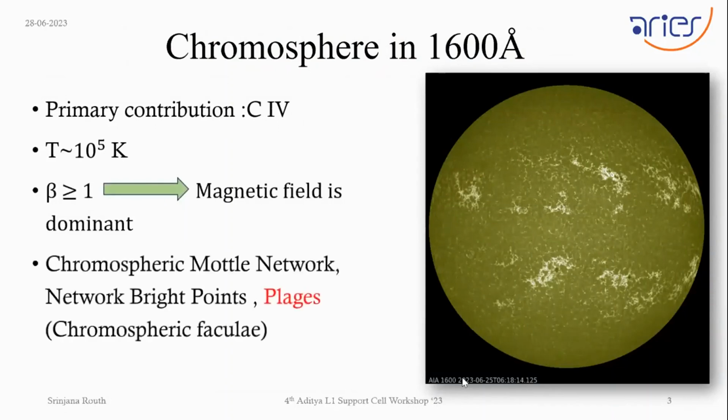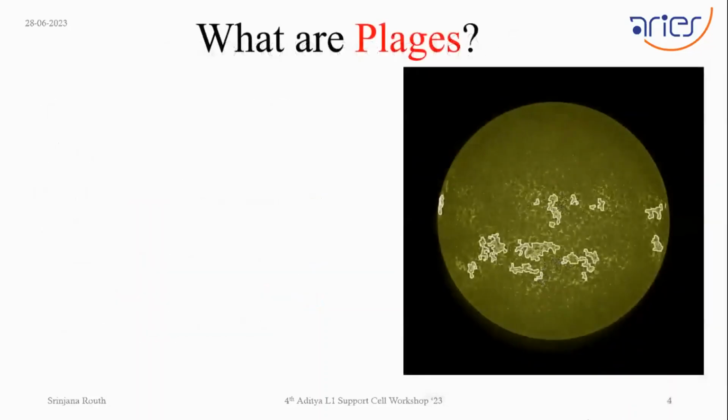So on the right-hand side of the image, you can see that there are several things happening over here. So you see that there are some bright features over here. These are the part of the chromospheric network and are also called the network bright points. Now the congregation of these bright regions that you see over here, these are the plages or the chromospheric faculae. So now that we have come across the name, what exactly are these plages?